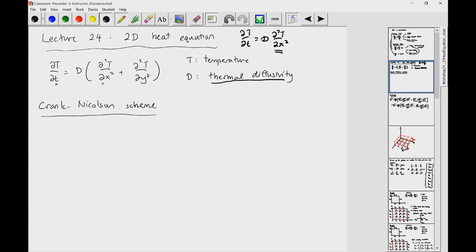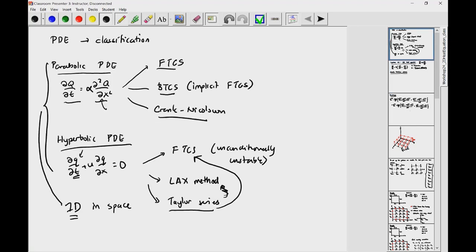Okay, if you recall when we did one-dimensional PDE, as what I've written here, we write, for example, let's say we talk about the advection equation here.